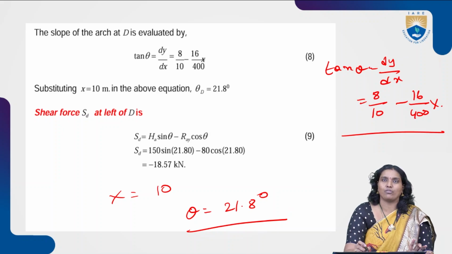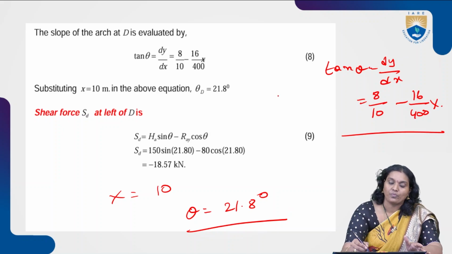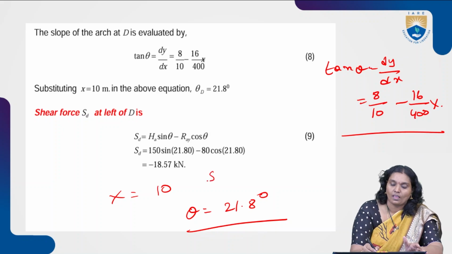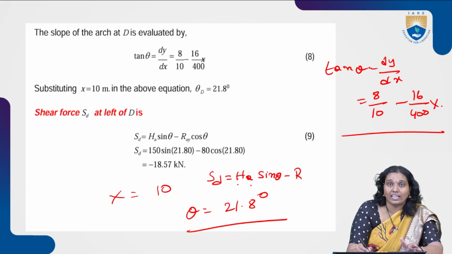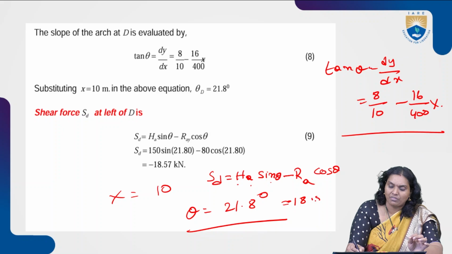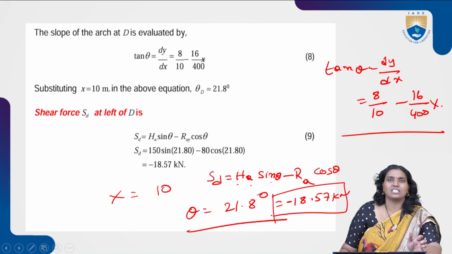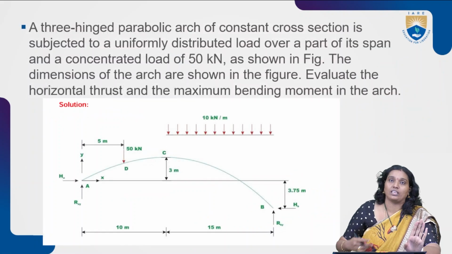Now the shear force at D. So SD is equal to HA sin theta minus, with respect to horizontal reaction at A, sin theta, minus vertical reaction at A cos theta. That finally gives the shear force of minus 18.57 kilonewtons. After these calculations, we get this. So this is the shear force just left of D only.